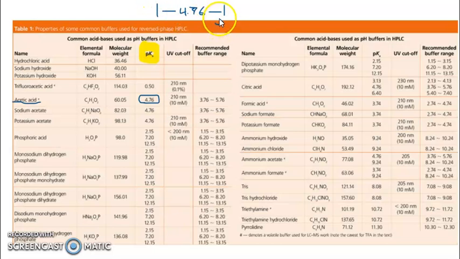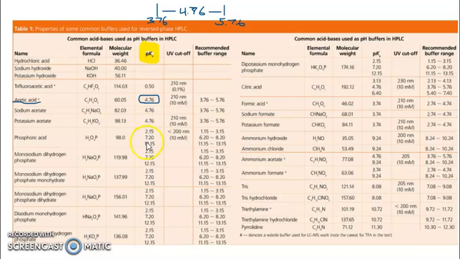So 5.76, 3.76. So that's our working range. When I have a slide with a little more white space, I'll expand on why that is. I'll give another explanation of why that is. So that's the working range.